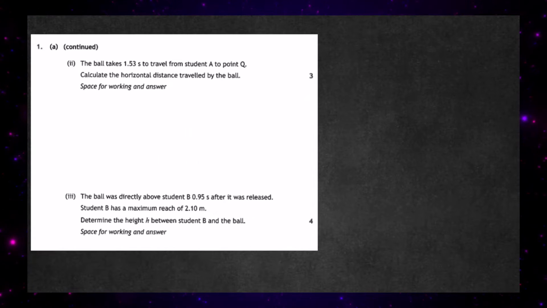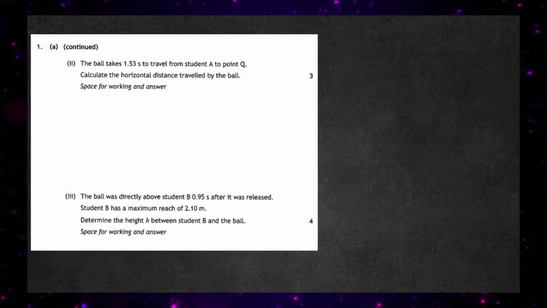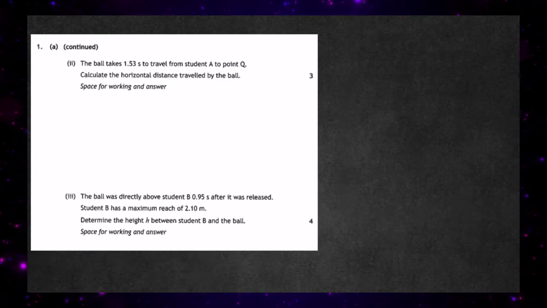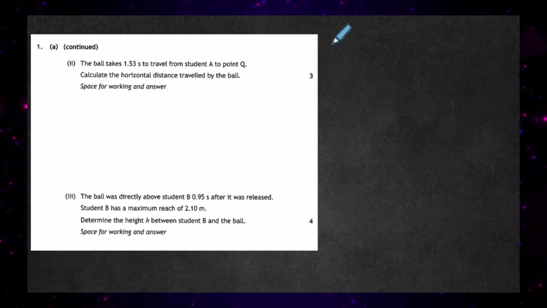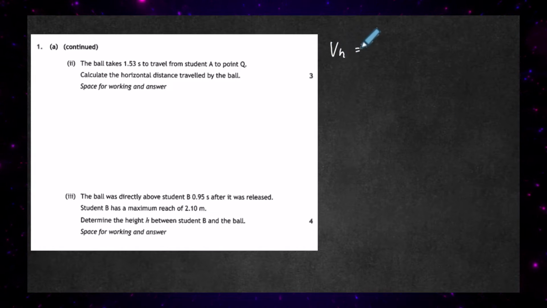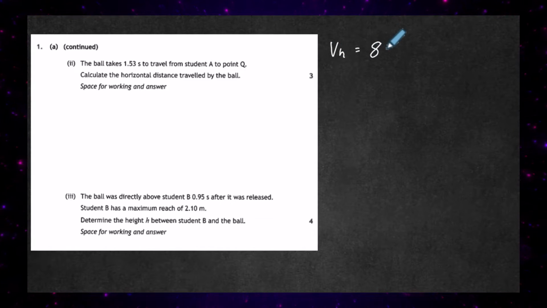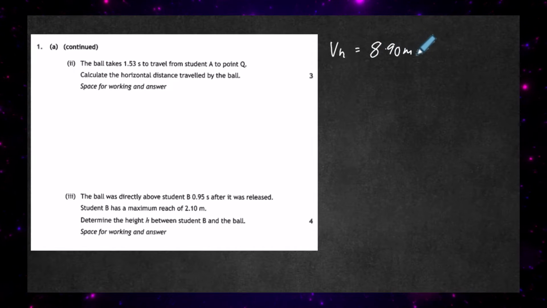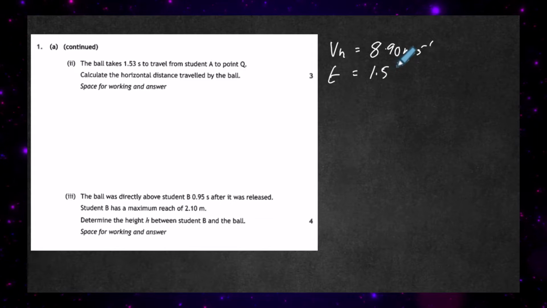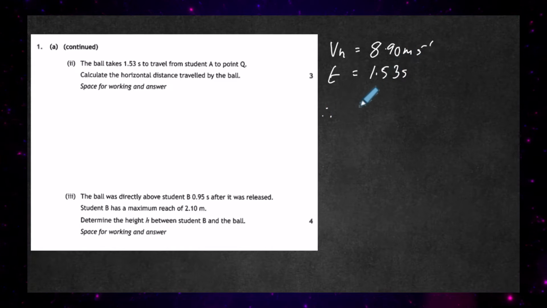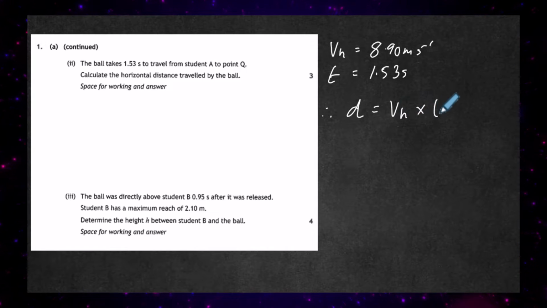Question 1, part A continued. The ball takes 1.53 seconds to travel from student A to point Q. Calculate the horizontal distance travelled by the ball. Well, to find the horizontal distance, we already know the horizontal speed, which is VH, and we worked that out to be 8.90 meters per second. We know the time of flight is 1.53 seconds, and therefore the horizontal distance travelled is just going to be equal to the horizontal velocity multiplied by the time.